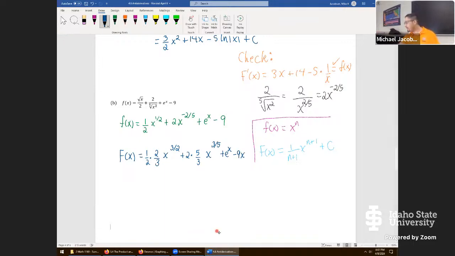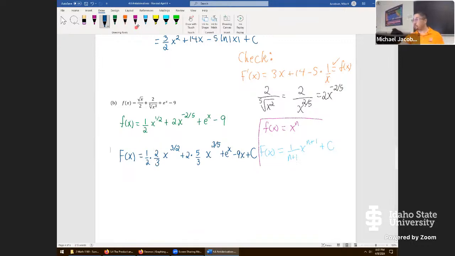So -9x, and I did run out of space on this one. Let me see if I can move that over just a touch more. Oh, that doesn't look good. There we go, we'll make that work. Last thing is, don't forget the constant, plus c. So we just about have it.